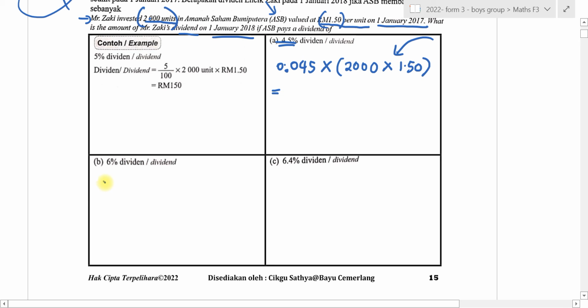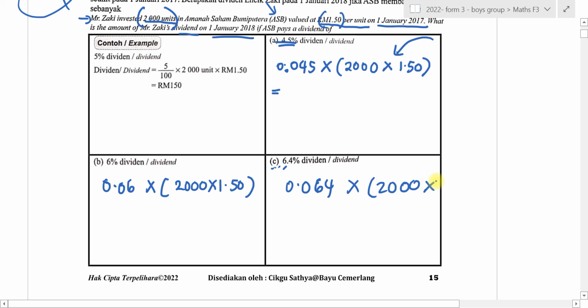And this one, Ishwar, and this one, Haridev. Faster, calculate. This one 6%, 0.06. You multiply 2,000 units times 1 ringgit 50 cent. Here, 6.4%. So 0.064 times 2,000 times 1 ringgit 50 cent. This is the total amount you invest.